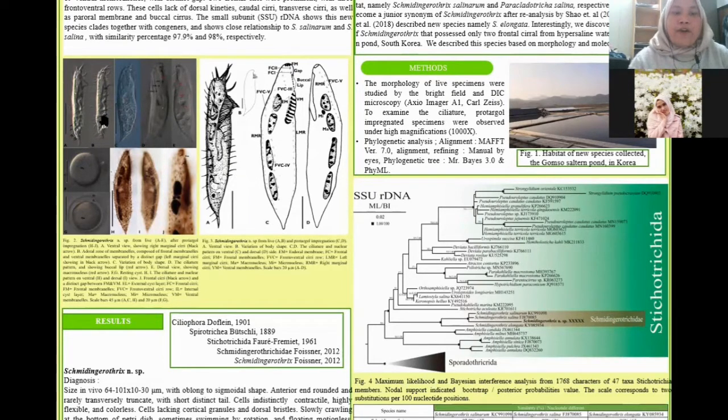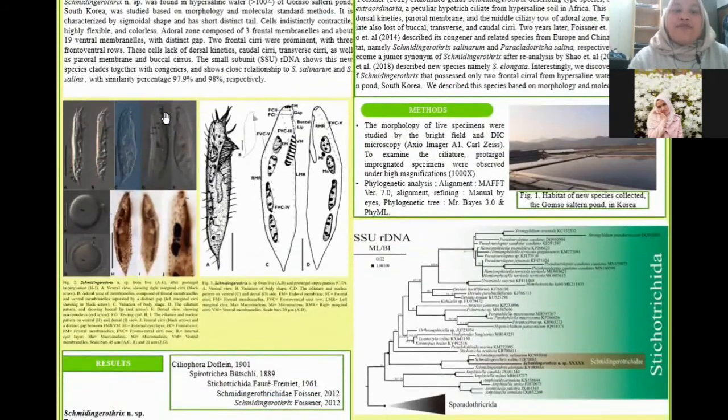This species has a size in vivo of 64 to 101 times 10 to 30 micrometers. This cell has an oblong to sigmoidal shape and has a short distinct tail. The cell is contractile, highly flexible and colorless. The cell lacks cortical granules and dorsal bristles. This cell has two prominent frontal cirri and two rows of frontoventral cirri. And in the adoral zone of membranelles, we can find here the buccal lips.